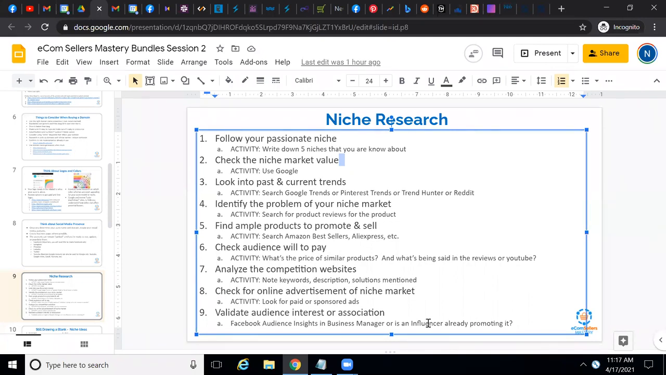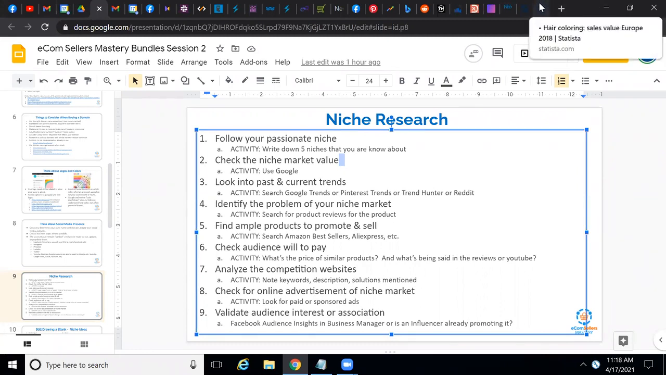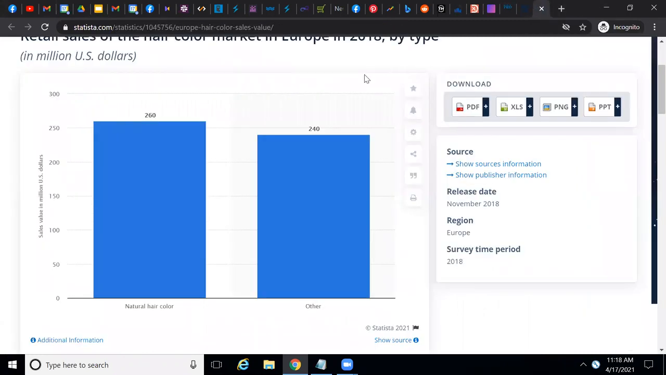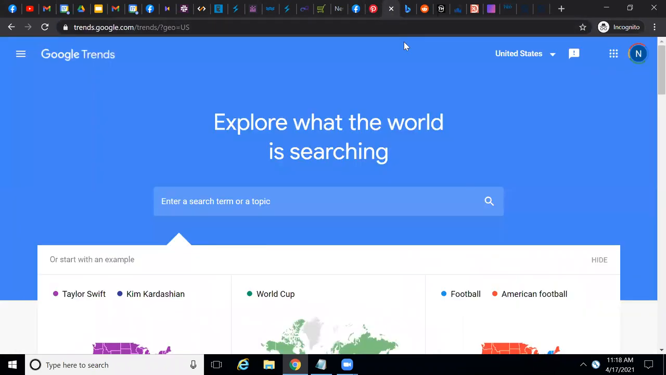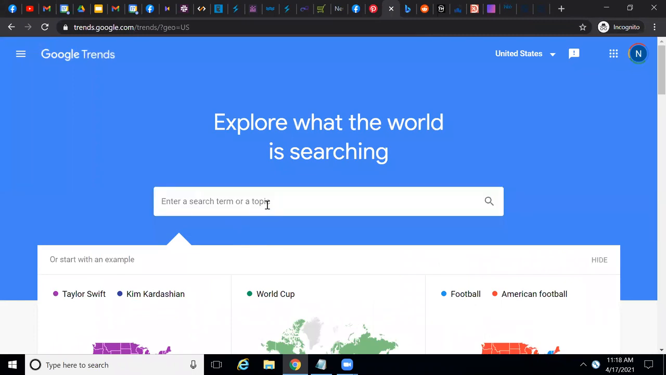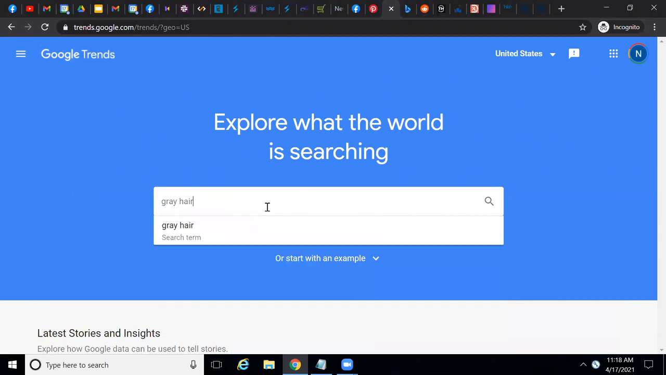Okay, so let's go look at Google Trends. I'm thinking the answer is yes. I don't know. I feel like I'm by myself sometimes. So let's go to Google Trends. I think I already had Google Trends up. So let's go type in. I'm going to start with gray hair. Let's just see what happens.